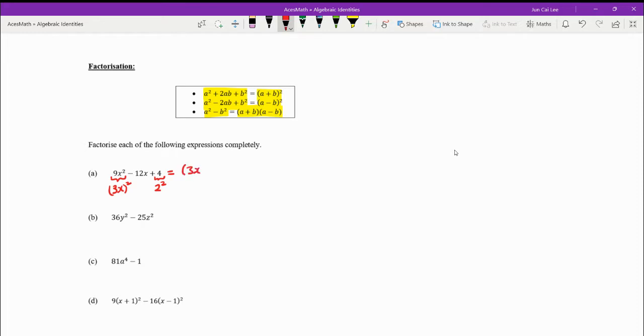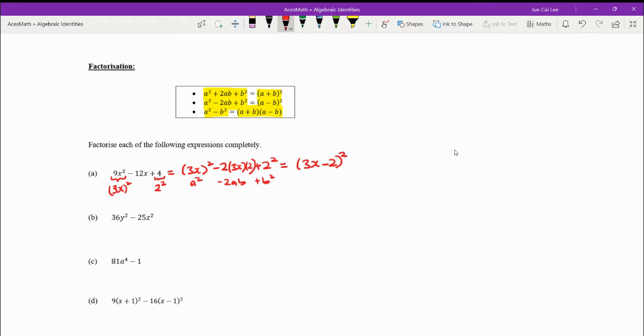This is 3x squared. This is 2 squared. The minus sign remains there. And let's just check 12x is basically 2 times 3x times 2. So indeed, this format does work well over here. And once we can verify that it does work, this just factorizes out as 3x minus 2 squared. This is your a minus b squared.